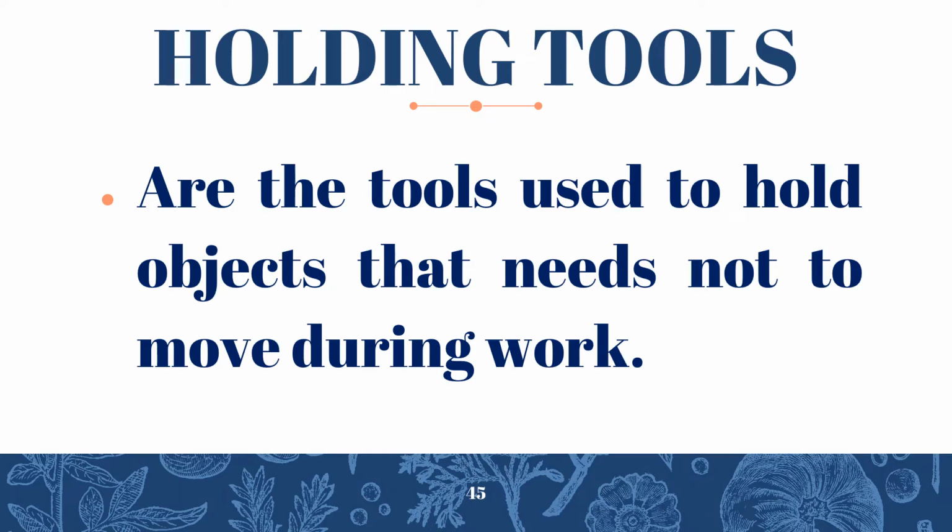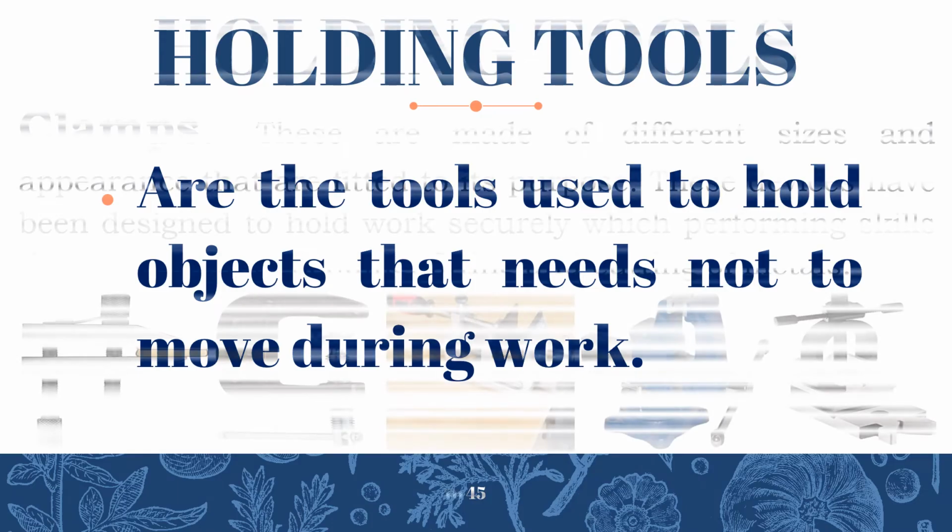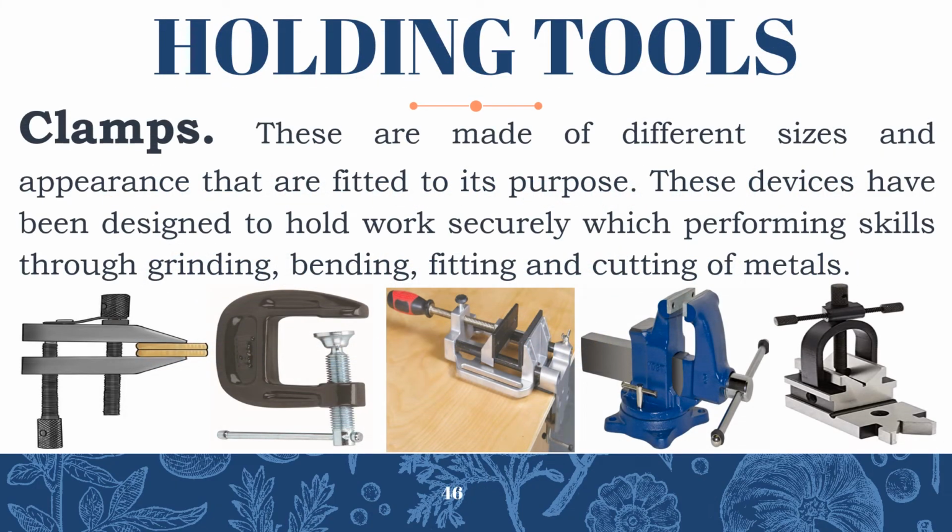Another type of hand tools are the holding tools. These are the tools used to hold objects that need not to move during work. One of the examples of holding tools are the clamps. These are made of different sizes and appearance that are fitted to its purpose. These devices have been designed to hold work securely while performing skills through grinding, bending, fitting, and cutting of metals.